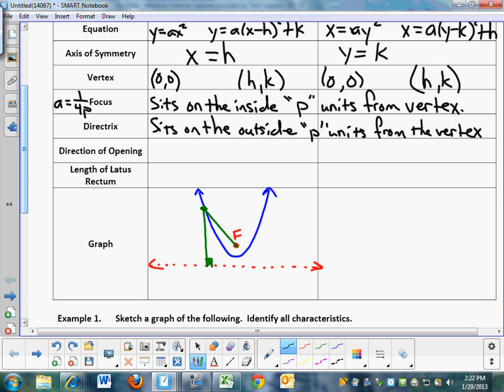Direction of opening: if it's vertical, then it needs to open either up or down. So if a is positive, it opens up. If a is negative, it opens down. If it's horizontal and a is positive, it opens to the right. If a is negative, it opens to the left.